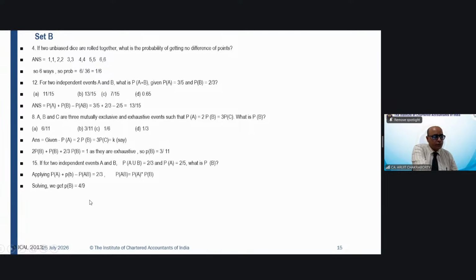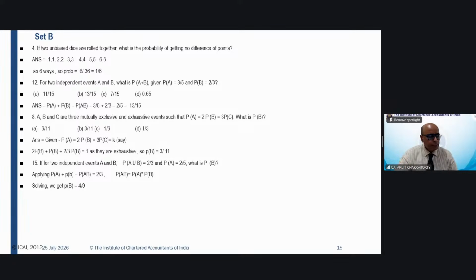So what we do is we can write P(A) plus P(B) minus P(A∩B) is 2/3. P(A) we know is 2 by 5 and P(B) we are yet to find out, but P(A∩B) we can find out because P(B) multiplied by P(A), which is 2 by 5, gives you P(A∩B). So solving, we get the value of P(B).